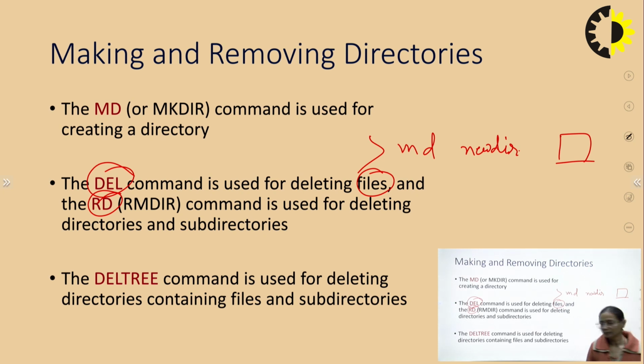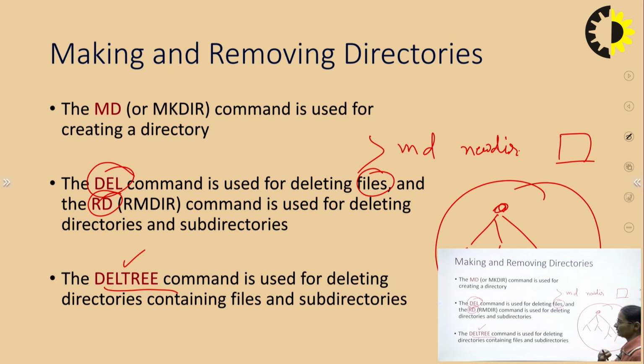There is a command, that is deltree. This command is used for deleting directories containing files and subdirectories. For instance, I want to delete a directory which is having a hierarchy underneath, that is, it is a parent and such kind of thing is there. Then what will happen? I will use this. So what it will do? It will remove all these contents in one go.